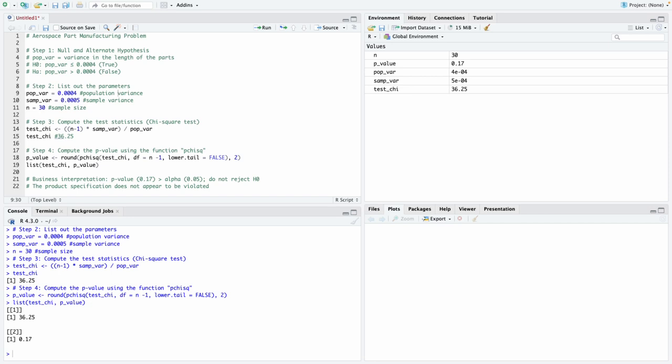Try to solve some more problems and get yourself acquainted and comfortable with how to use R for statistical analysis.